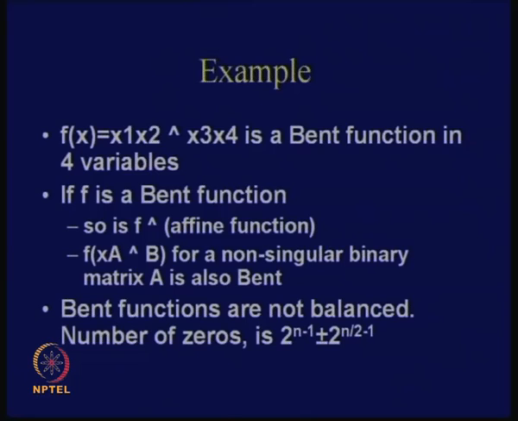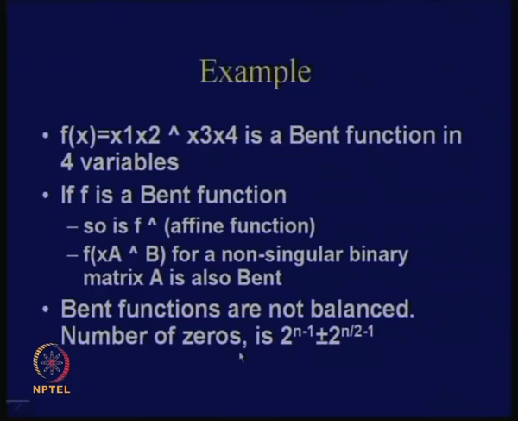There are some more properties: if you take an f which is a bent function, then so is f XORed with an affine function. If I take this and XOR it with x1 XORed x2 or something like that, the nonlinearity does not change. Similarly, for any non-singular binary matrix A, if you do a similar transformation to your inputs, it still remains bent. The bentness does not change. So now I come back to that problem: why are bent functions not balanced?